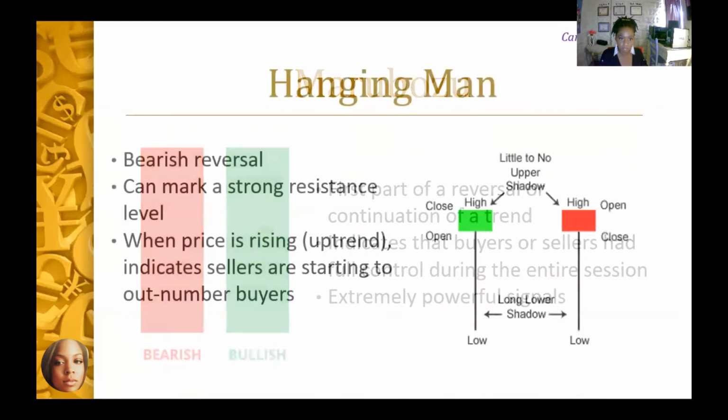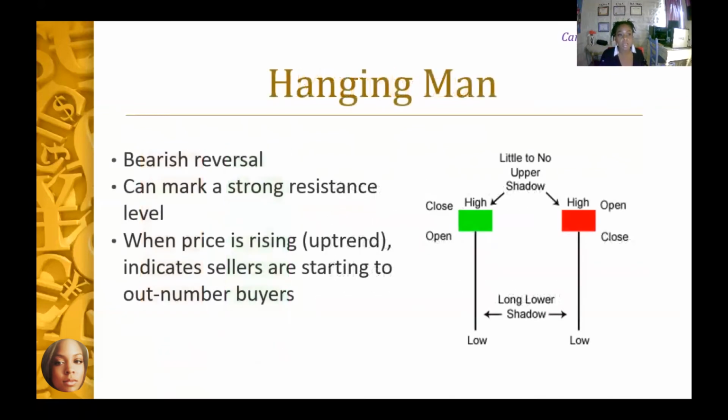Extremely powerful. All right, hanging man. The hanging man, it doesn't matter whether it is a bullish candle or a bearish candle. The hanging man is a bearish reversal signal.